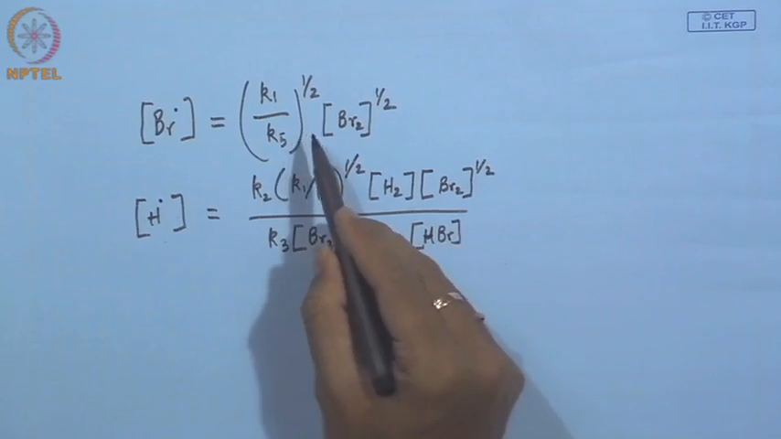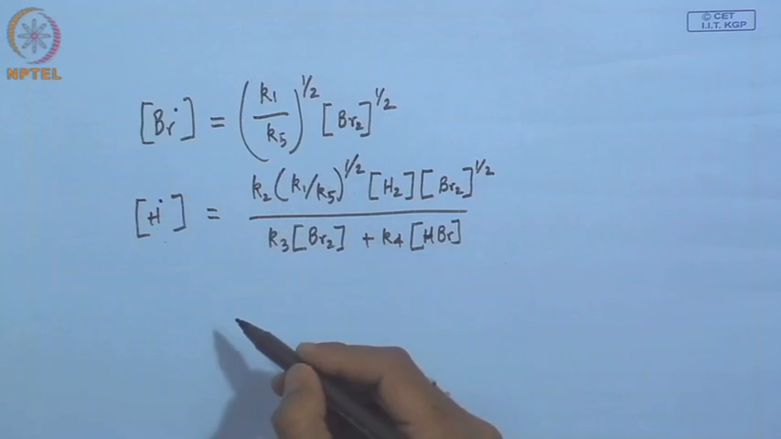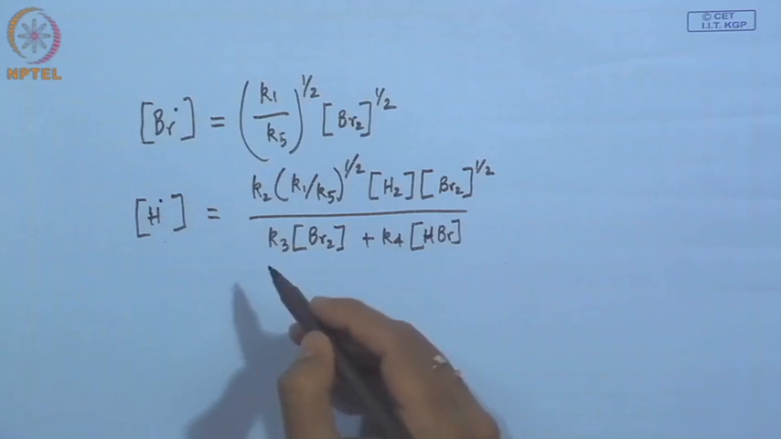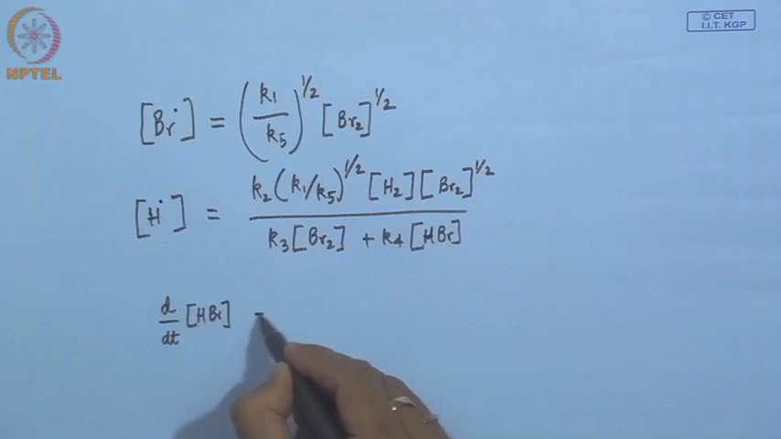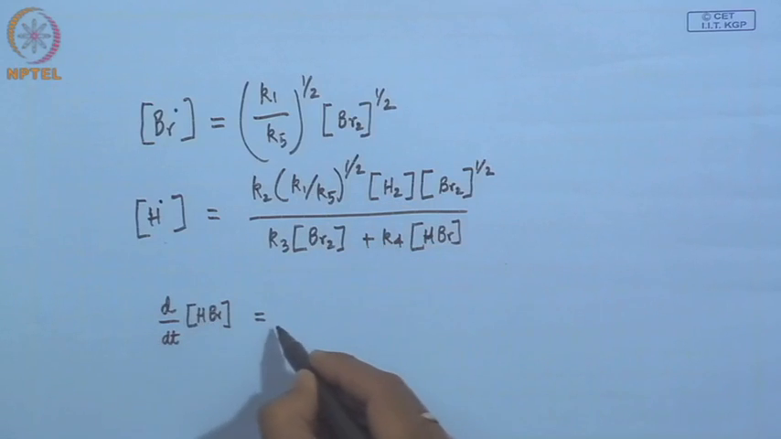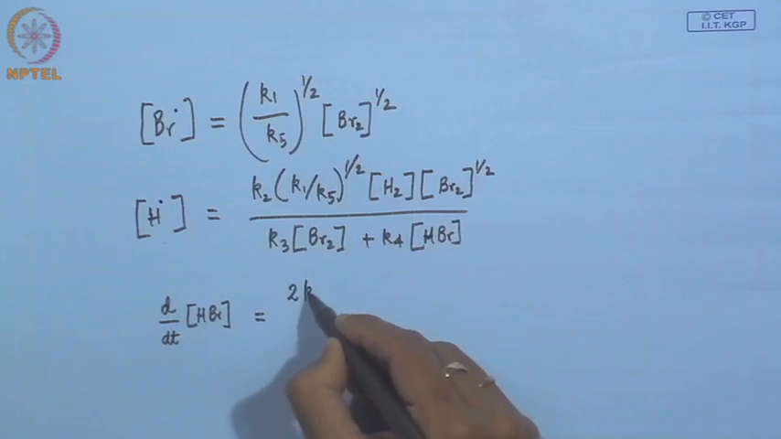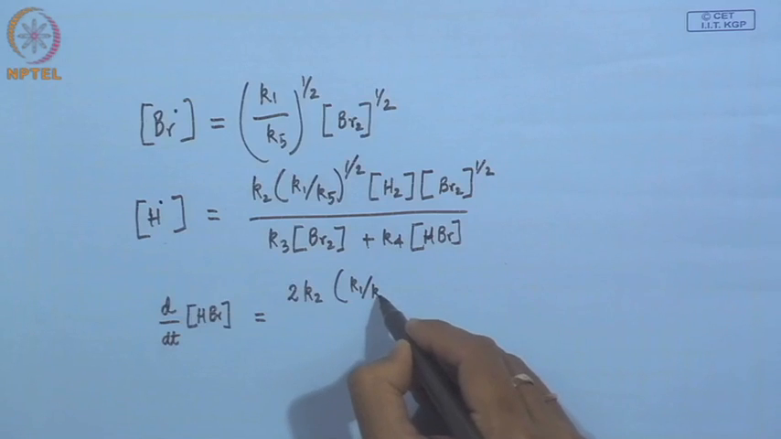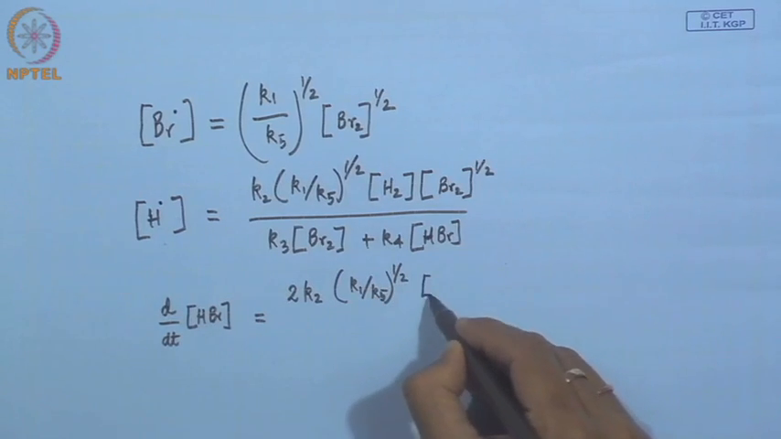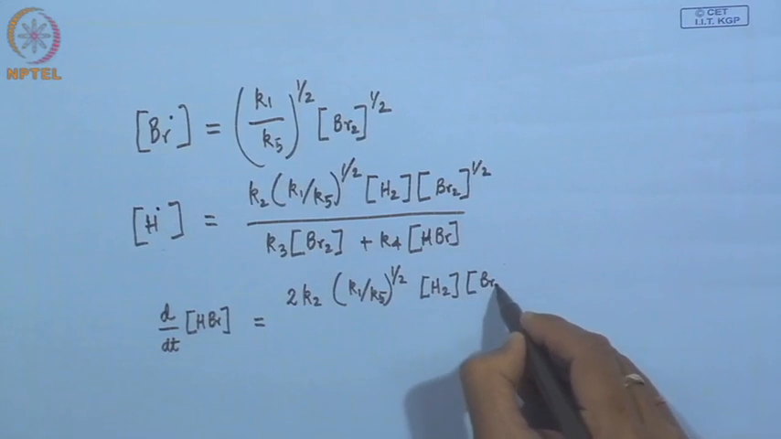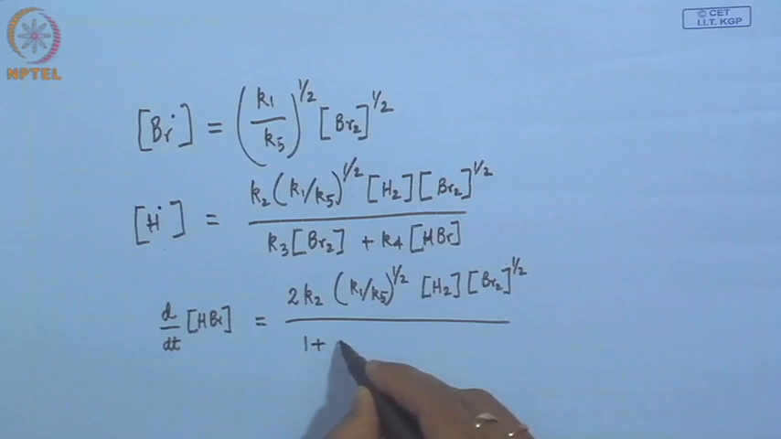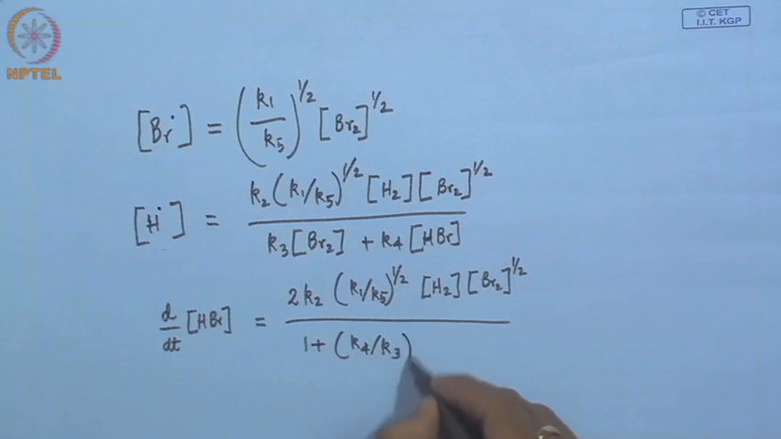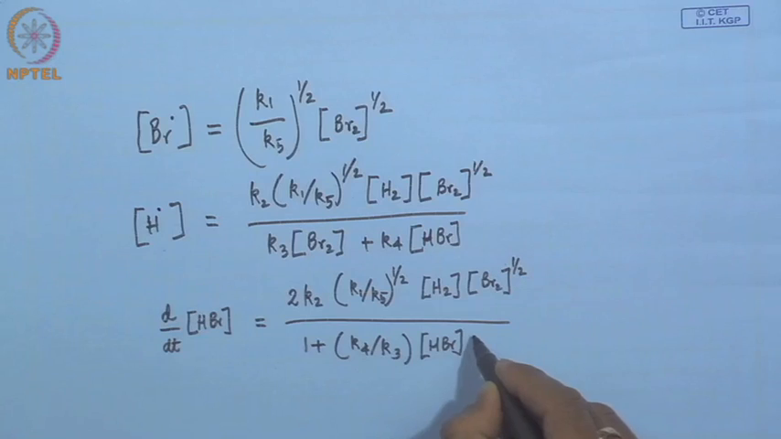So, if you plug in these 2 in the first expression, which is for the rate of production of HBr, that is d/dt of [HBr], you have to plug in these 2 into the expression that we have, and we will be getting 2 k2 (k1/k5)^(1/2) [H2][Br2]^(1/2) divided by 1 plus (k4/k3) [HBr]/[Br2].